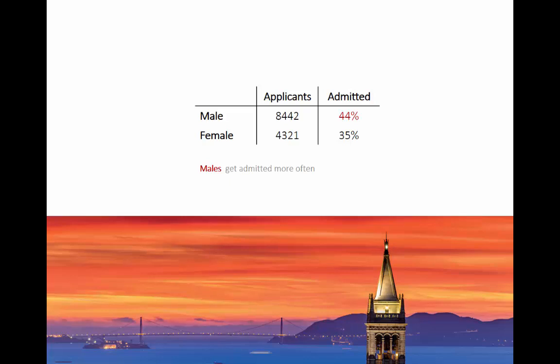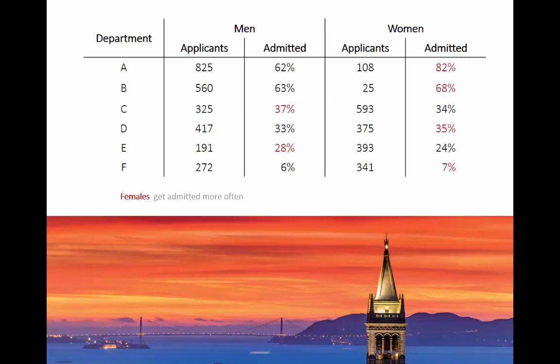Well, this is because we didn't include an important third factor. This relationship here turns out to actually be the opposite. So what they did now, instead of looking at the total number of who applies to Berkeley, was look at these numbers split up for the different departments. Here are the six biggest departments, and they looked at the admission rates for men and women for each one. Now when you look at this data, in four out of six departments, women get admitted more often than men.